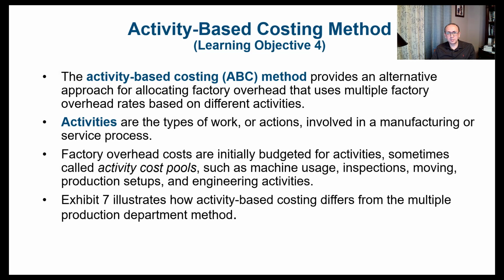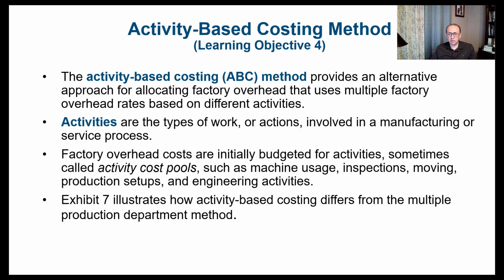Now let's continue our discussion about how we can allocate the factory overhead to the product cost. The third method that we're going to learn, which is the main focus of this chapter, is the activity-based costing method, well known as the ABC method. The activity-based costing method provides an alternative approach for allocating factory overhead that uses multiple factory overhead rates based on different activities. So instead of allocating it to departments, we're going to make our base based on activities.